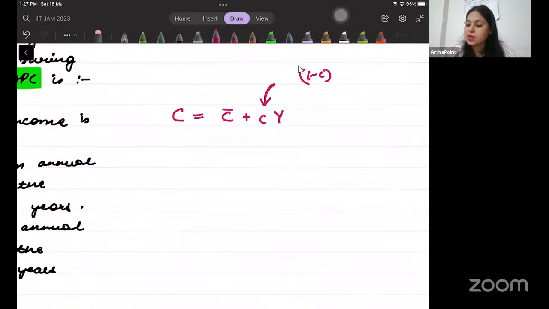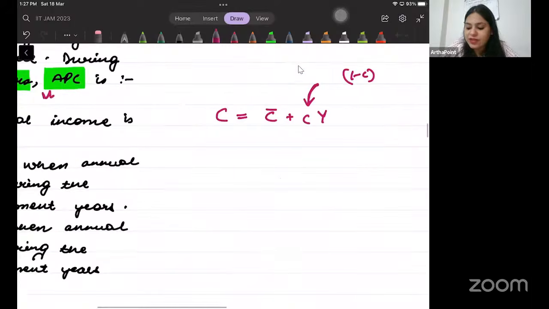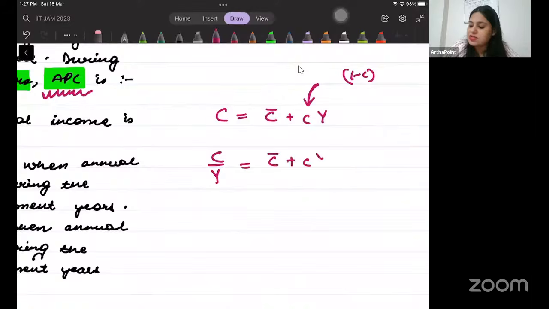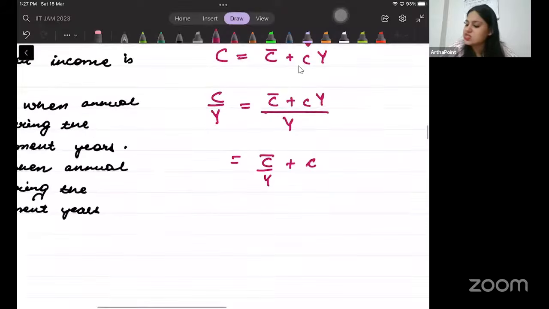Now, when I talk about average propensity to consume, then it is C by Y. So this is C bar plus CY by Y. So this is C bar by Y plus C. C is just a constant.